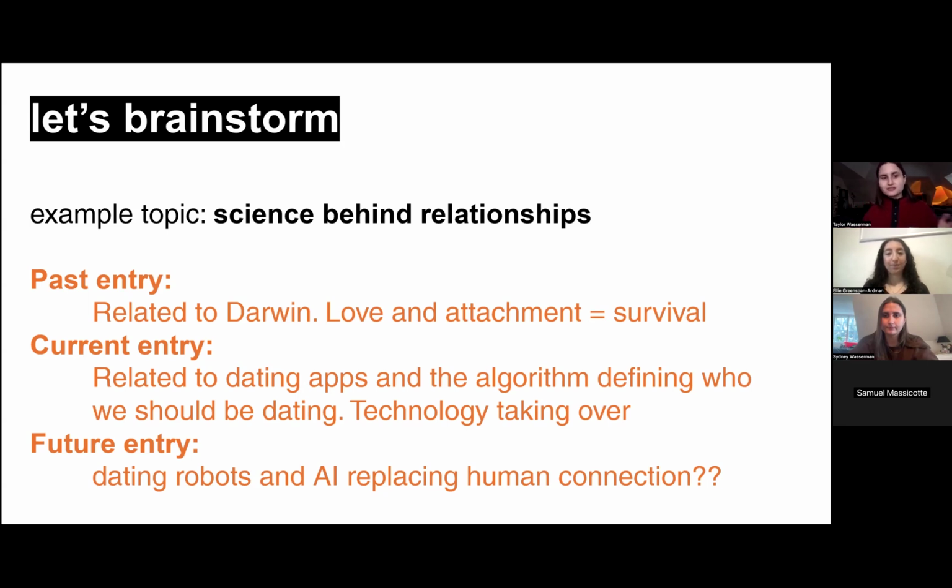So, to start in the past entry, I was thinking we can maybe create a letter that related to Darwin, the key figures of the time, the philosophies of the time, and keep that mindset consistent with how the understanding of relationships and love and attachment was directly connected to survival. So maybe keep the tone very consistent as someone who embodies that understanding the best.